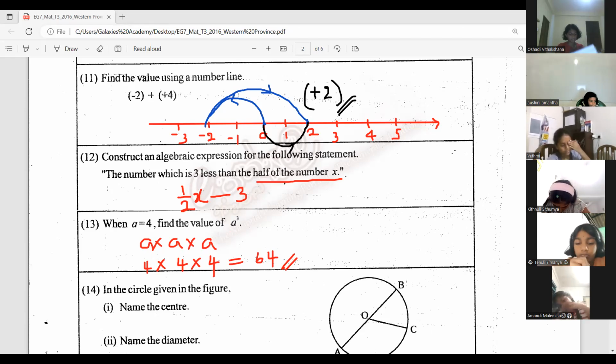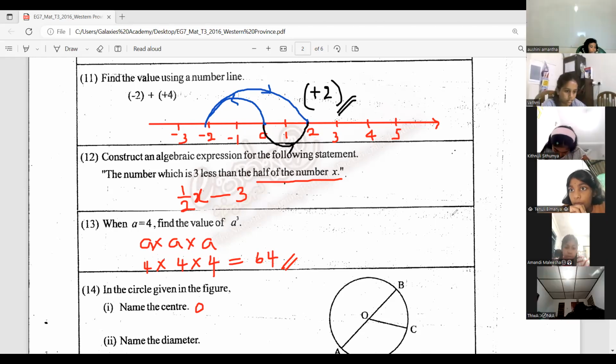Right. Amandi, do you remember the parts of the circle? What is the center of this circle? It is O, not 0. English letter O.